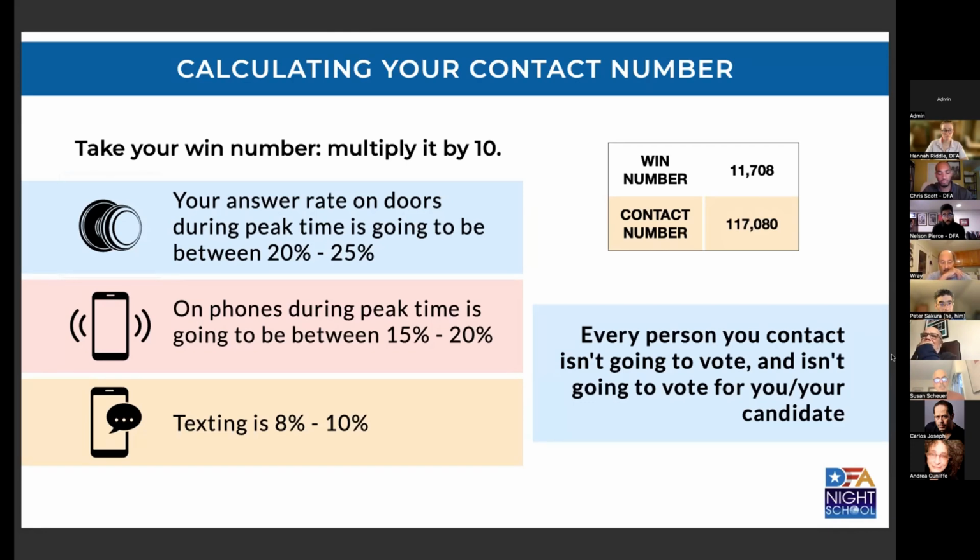On phones, at peak time, it's going to be between 15% and 20%. And texting is between 8 and 10%. I know it's often easier to get people to pick up a phone and call than it is to get them to knock on doors. And it's much easier to get people to volunteer to text than it is to do phones or doors.